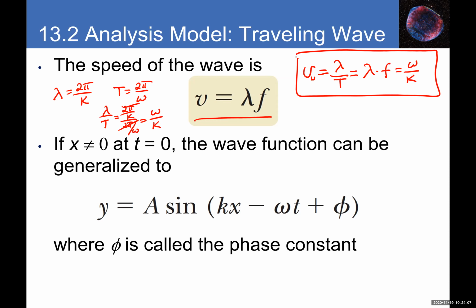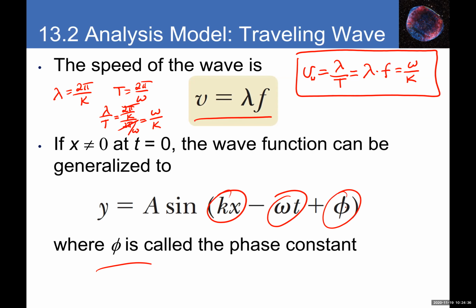All right, so then here's what we have. If x is not equal to 0 at t equals 0, the wave function can be generalized to y equals A sine(kx minus omega t plus phi), where phi again is called the phase constant. Those are, let's say, general forms of the wave function in terms of a wave number and x. That means it's moving as a function of position and as a function of time.